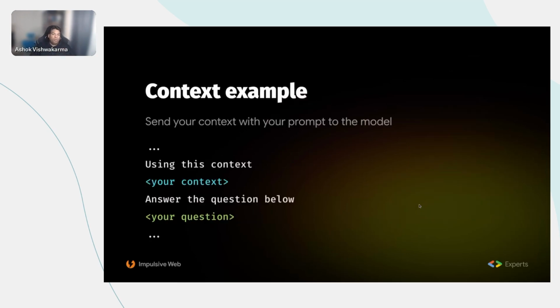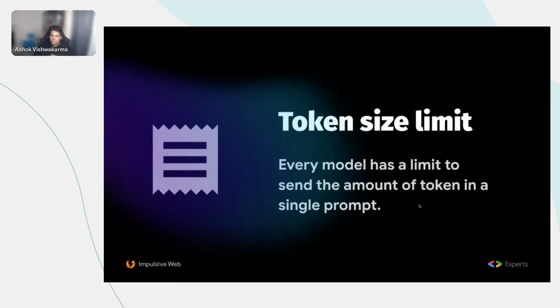A simple example would be when you send your prompt to an LLM. What you need to do is define this particular structure: using this context, add your context, answer this question, and the question is something which your end user is asking. Then the LLM can use the context to process the information.